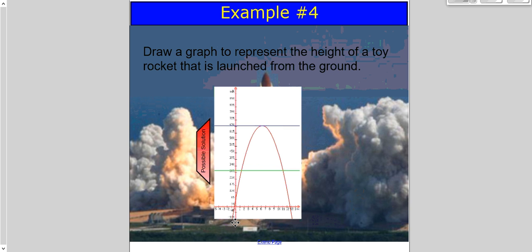Okay, so hopefully you're back. So this is what it would look like. The toy rocket would take off, it would gather some height, it would hit a maximum height, and then it would come right back down. So we can see this produces a lovely curve. This is non-linear. It would go up and then it would come back down over time.